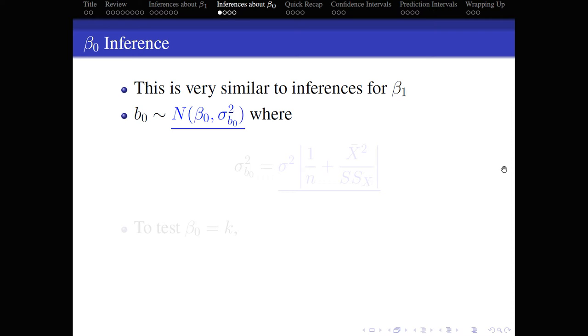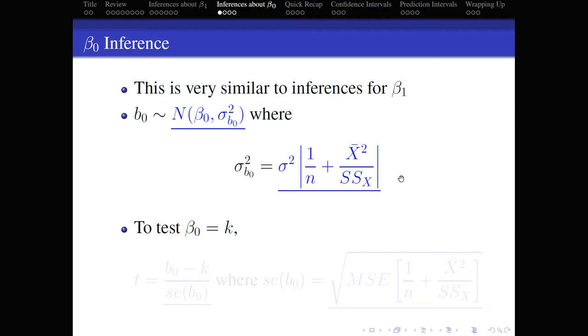And it's going to have a particular variance term, sigma squared sub b0, that we'll call it, where sigma squared sub b0 is sigma squared times 1 divided by n plus x bar squared over the sum of squares of x. Now, this doesn't need to be absolute value. This will always be positive. So you could just put parentheses around here. I think I probably had a typo when I was making this slide.